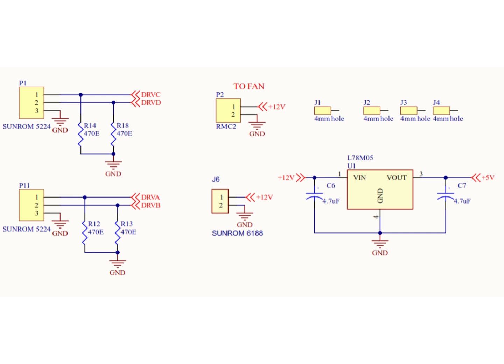At the bottom right, we have the low-voltage power regulation section. A 12-volt auxiliary input is applied through connector J6 and this voltage is regulated down to 5 volts using a 78M05 linear regulator, labeled U1. Decoupling capacitors C6 and C7, each of 4.7 microfarads, are placed close to the regulator to maintain stability and suppress ripple. The regulated 5-volt rail powers the logic side circuitry, including the gate driver control inputs and auxiliary electronics.